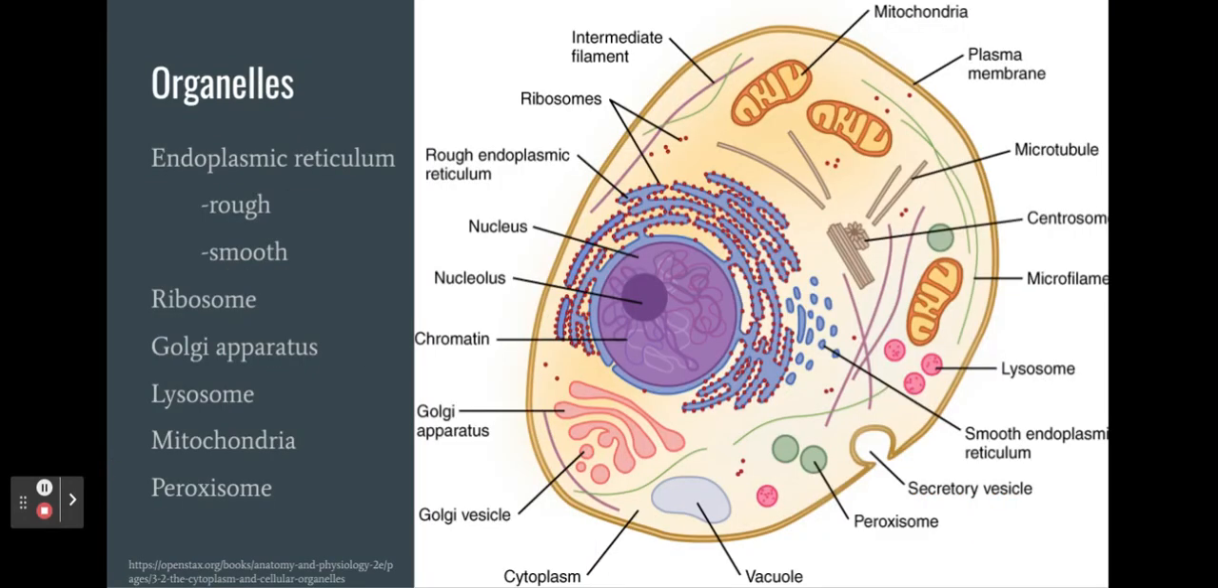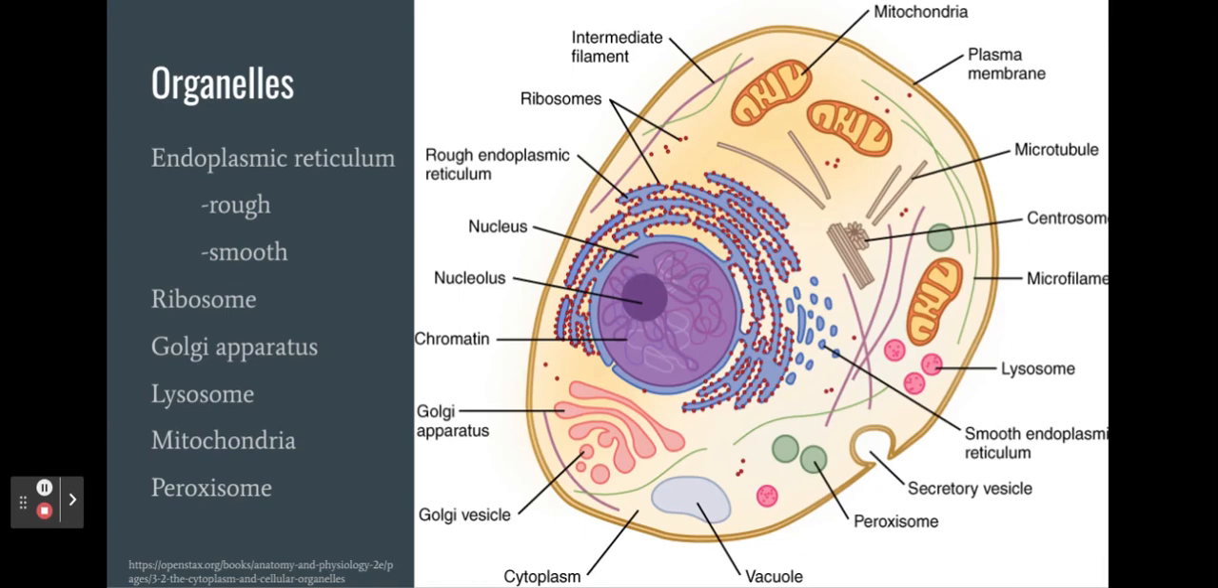Organelles are part of the cytoplasm. They are membrane-bound and have specialized functions. The rough endoplasmic reticulum is connected to the nuclear envelope, is dotted with ribosomes, and is responsible for making proteins. Ribosomes also exist freely in the cytoplasm. Smooth ER makes lipids and steroids.